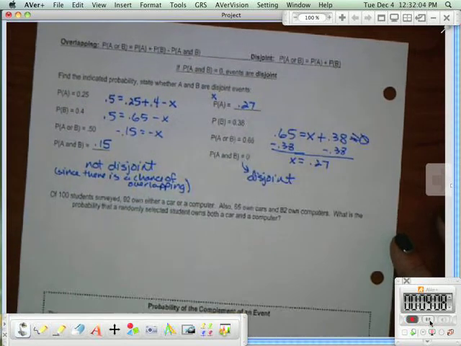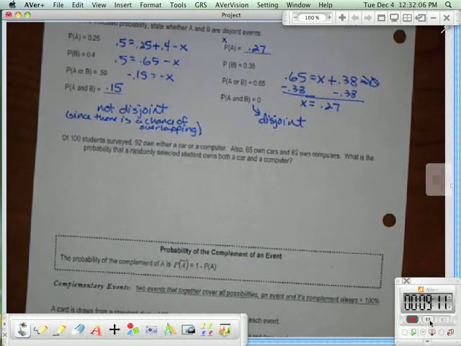All right, let's try this again. In a story problem. Oh no, not a story problem.